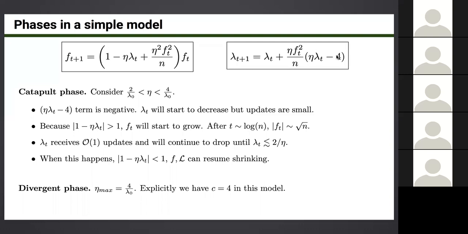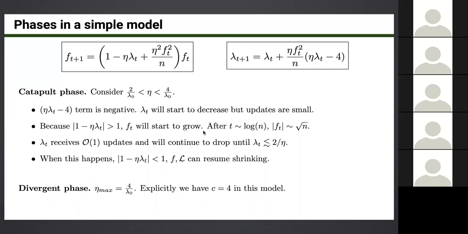And finally, for the divergent phase, if eta is larger than 4 over lambda naught, then this thing is positive. And because we have an f squared out here also, lambda will just start to grow in magnitude, and there's nothing that will bring it back in. And you need lambda to be small to have this term be small in magnitude also. So the stability of this problem is lost for eta larger than eta max, when this thing is positive.